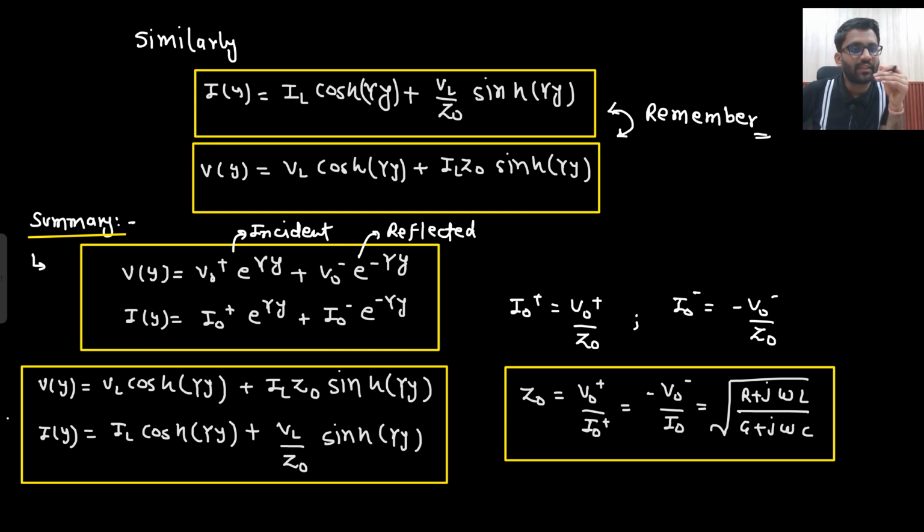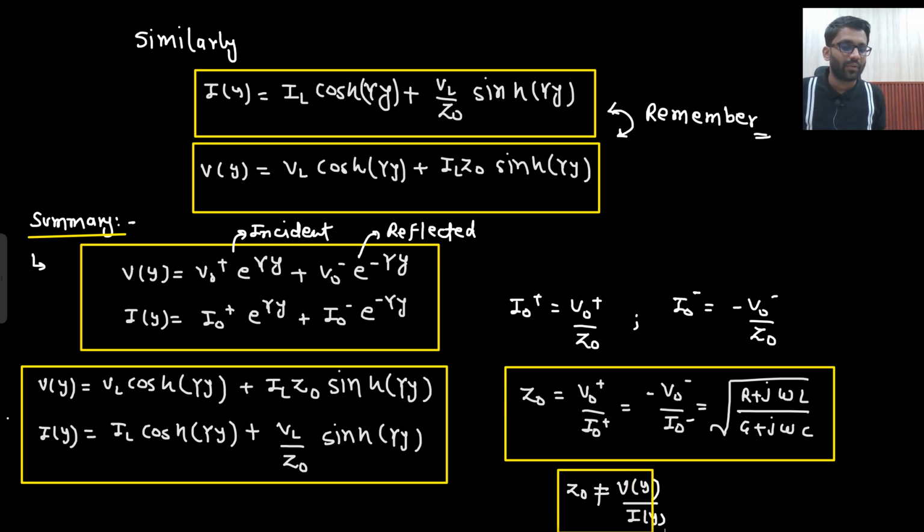So what is the meaning of characteristic impedance? Characteristic impedance is the ratio of the amplitude of a forward traveling voltage wave to the forward traveling current wave. So only one wave at a time you will take, not both combined. V0 plus divided by I0 plus, or V0 minus divided by I0 minus. Here I am not going to do Vy by Iy, so Z0 is not equal to Vy by Iy, because in the Vy expression you have the forward traveling wave as well as the returning wave, all combined. But when we calculate the Z0 value, only the forward wave you need to take. So that's the very important thing.